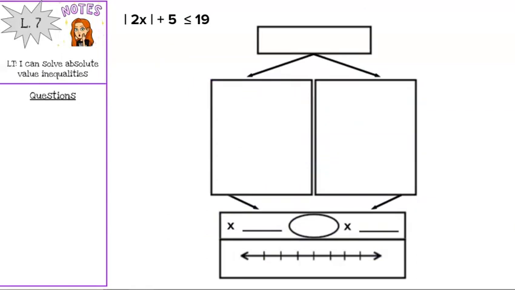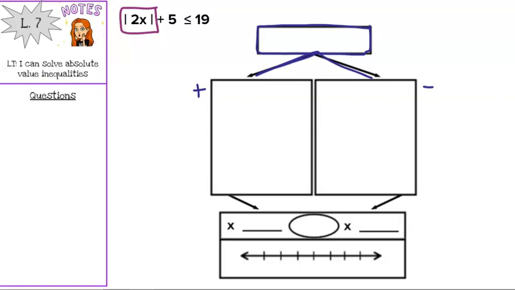All right, last example. We have the absolute value of 2x plus 5, which is outside the absolute value bar, is less than or equal to 19. So if you notice, I didn't put it in this box because it's not ready to be split into our positive and our negative case. Because we don't have just the absolute value bar on one side of our inequality.